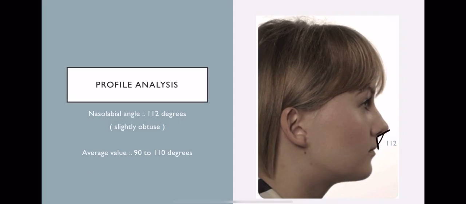The nasolabial angle is 112. There is slight obtuse angle because the normal angle is from 90 to 110 degrees.